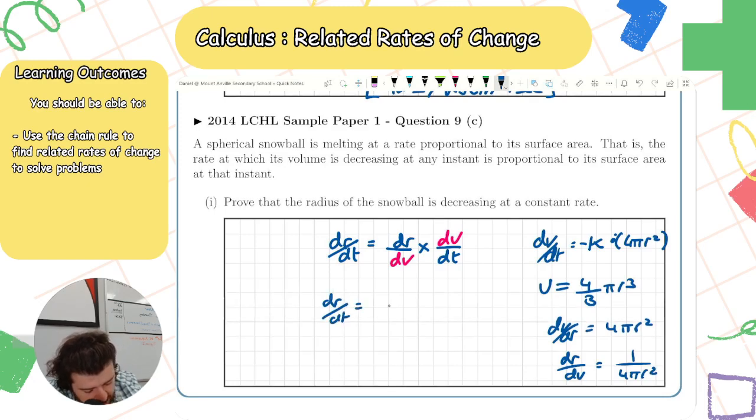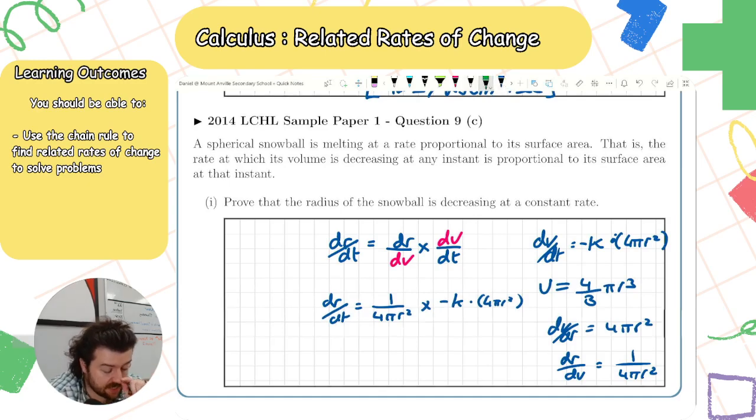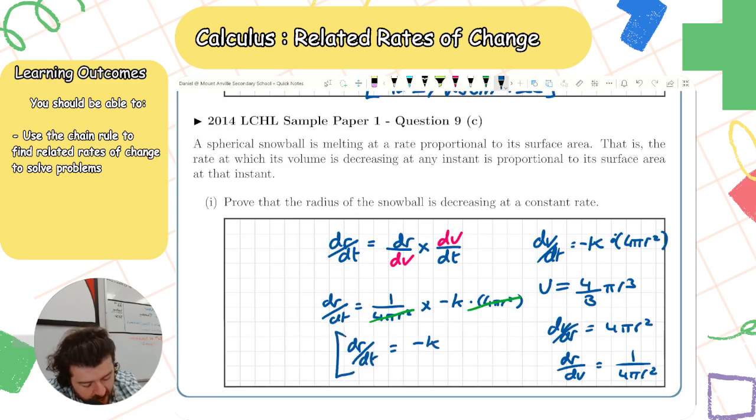dr/dt is equal to 1 over 4 pi r squared times dV/dt, which is just minus k times 4 pi r squared. And so look, we want to prove that the radius is always decreasing at a constant rate. So this 4 pi r squared will cancel with this 4 pi r squared. Then I'm left with dr/dt equal to minus k, i.e. a constant, i.e. at the same rate.